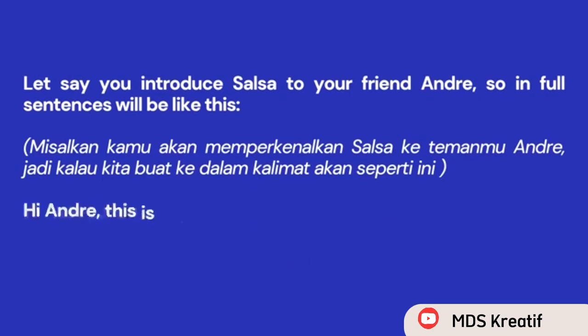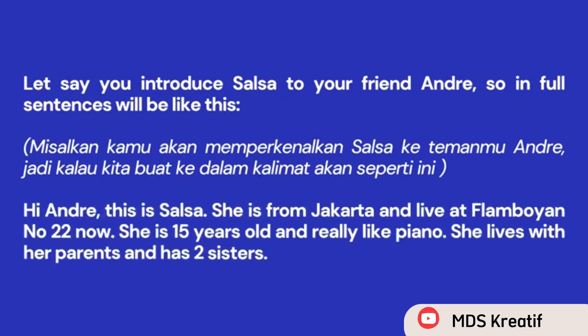Let's say you introduce Salsa to your friend Andre. So in full sentences it will be like this. "Hi Andre, this is Salsa. She is from Jakarta and lives at Flamboyant number 22 now. She is 15 years old and really likes piano. She lives with her parents and has 2 sisters."